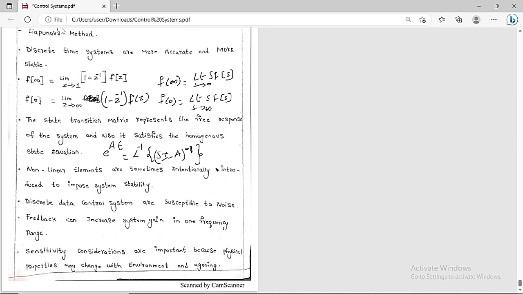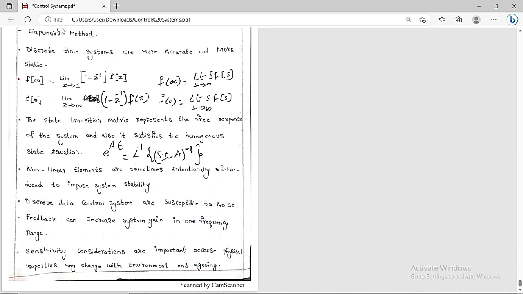It indicates the free response, meaning whenever the input is equal to 0, you still get the output because of the initial conditions. State transition matrix means e to the power of At is equal to the Laplace inverse of (sI minus A) whole inverse. So, the free response is represented with the help of the state transition matrix, and this matrix also satisfies the homogeneous state equation.